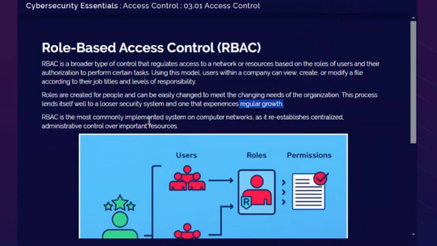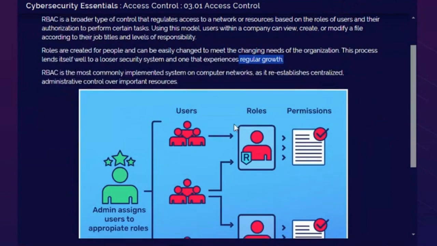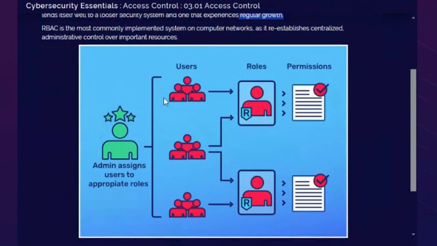RBAC is the most commonly implemented system on computer networks as it reestablishes centralized administrative control over important resources. So the admin assigns users to the appropriate roles. Whatever role they have, permissions are based on the role, not on the individual user.